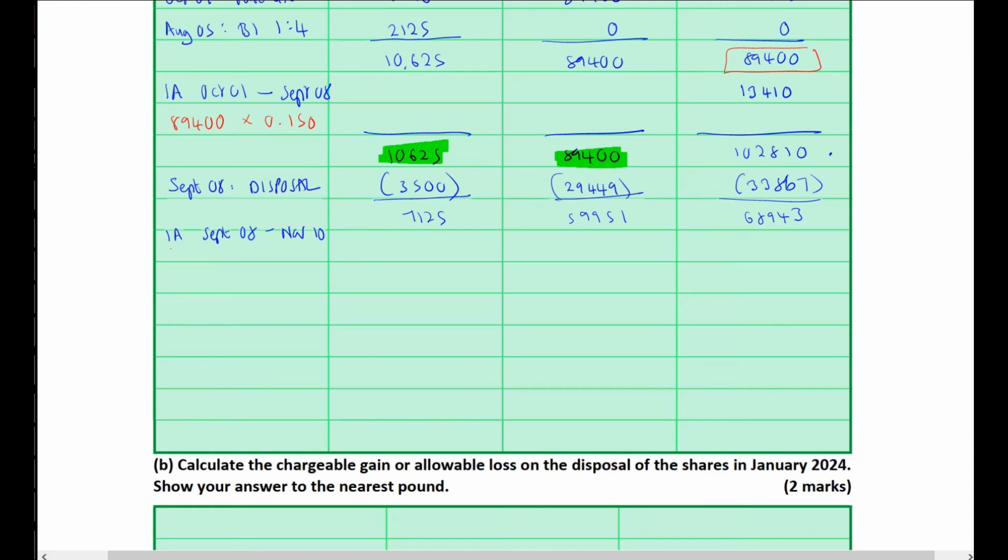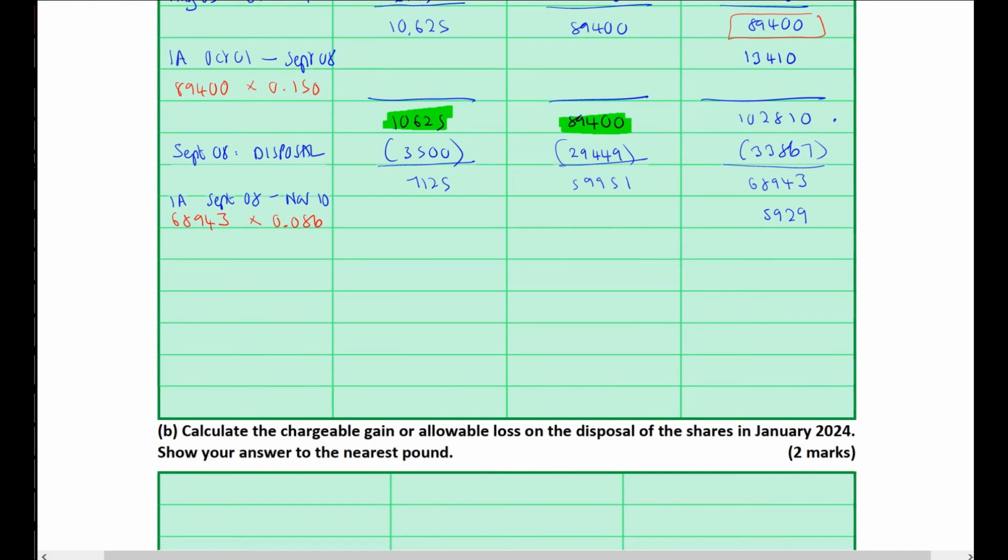I index the index cost column. Pick up the indexation factor from the question for that period, September 08 to November 10, and pop it into the indexed cost column. It's an inflation allowance. That's the only column that it affects. Just in the interest of not running out of room, I'm not going to subtotal there because I know that I don't actually need to.